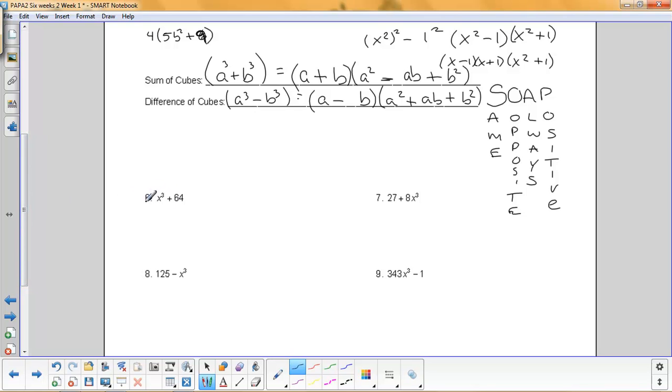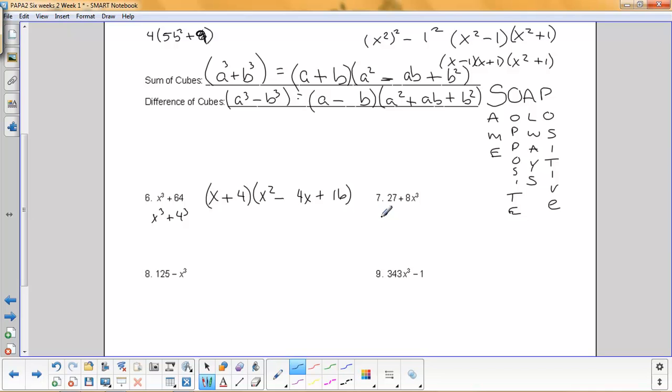Okay, so first of all we have to acknowledge that they're perfect cubes. That's x to the third plus 4 to the third. So it's a plus sign, we become the sum of cubes. X, 4, x squared, 4x, 16, and now we incorporate SOAP. Same, opposite, always positive.